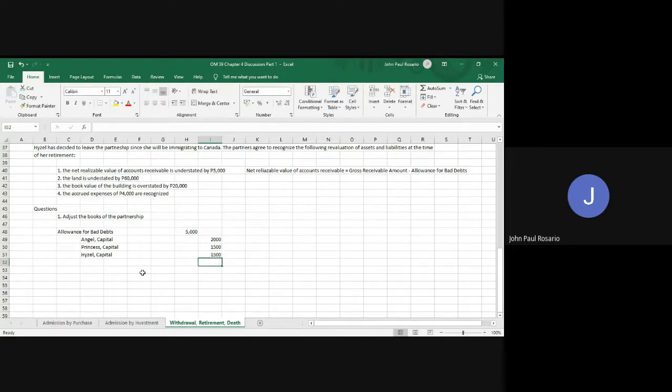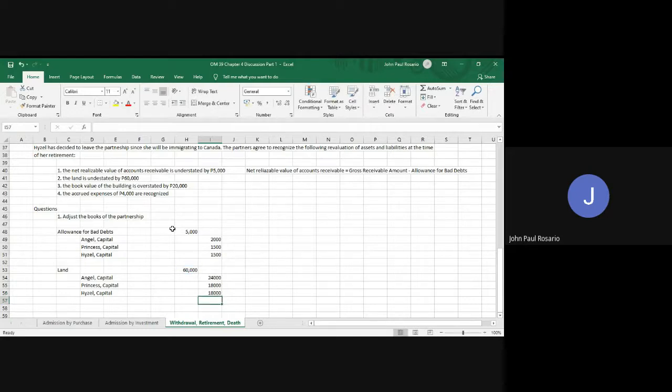Okay. So the next adjustment: land is understated by 60,000. When you say understated, it means the amount recorded is too low, so we have to add something. We increase land. An increase in land is a debit because it is an asset. So 60,000, divided the same way: Angel is 40%, Princess is 30%, and Hazel is 30%.